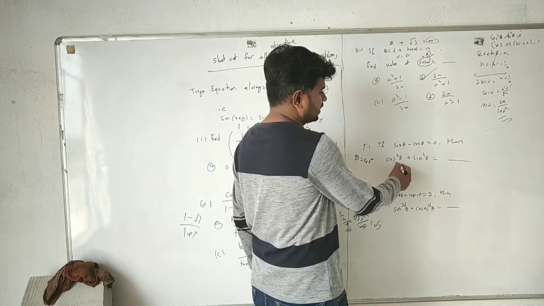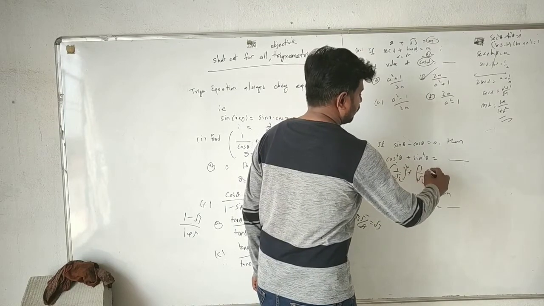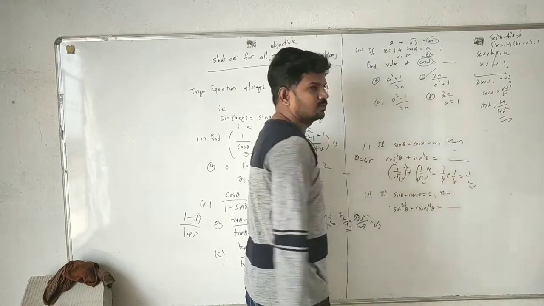Now substitute this 45 degrees here. So it is 1 by root 2 whole power 4 plus 1 by root 2 whole power 4, which is equal to 1 by 4 plus 1 by 4, which is equal to 1 by 2. That is the answer.